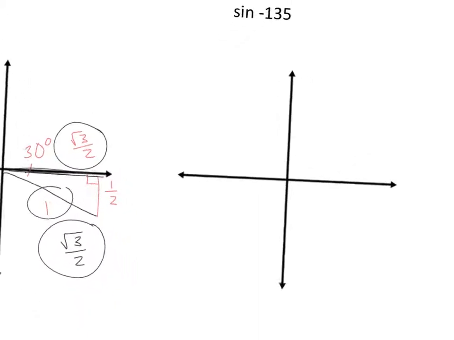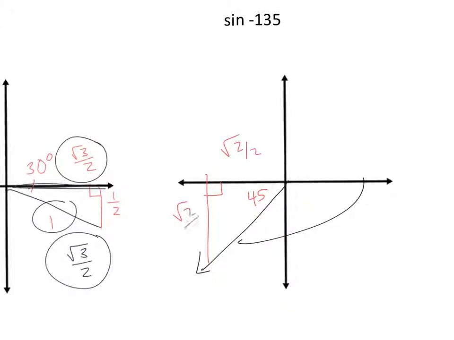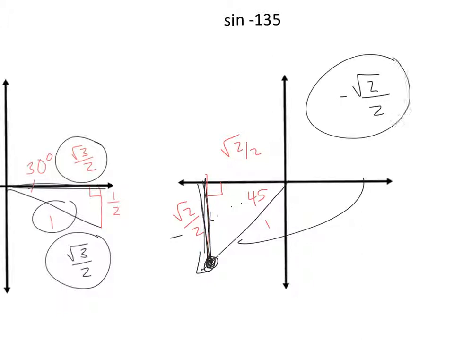And then the last one, sine of negative 135. So over here, it makes a 45-degree angle. So your sides are root 2 over 2, root 2 over 2, and 1. So sine is opposite divided by hypotenuse, so it's root 2 over 2. And we are in the third quadrant. The y is negative down here. This distance is negative. You're going down. So it's negative root 2 over 2.